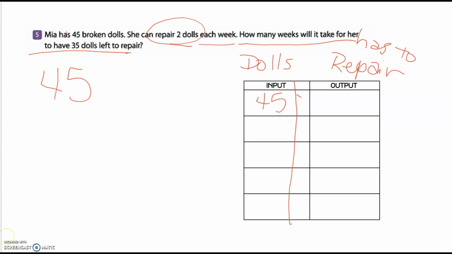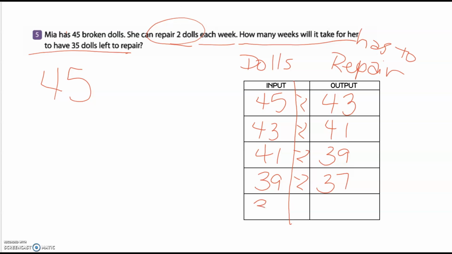I know that each week she repairs 2. So I started out with 45. I'm going to take 2 away. So that's going to leave her with 43 that she still has to repair. I'm going to move the 43 over here. And I'm going to take away the 2 that she's going to repair that week. And that's going to leave her with 41 to repair. I'm going to put my 41 over here. I'm going to take away 2. That's going to leave her with 39 to repair. She's got 39. She's going to repair 2. It's going to leave her with 37. 37. She's going to repair 2. That's going to leave her with 35. 35 was my magic number.